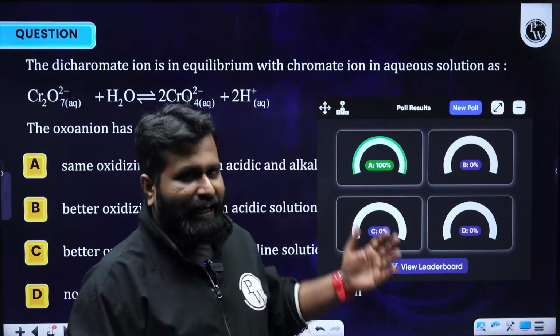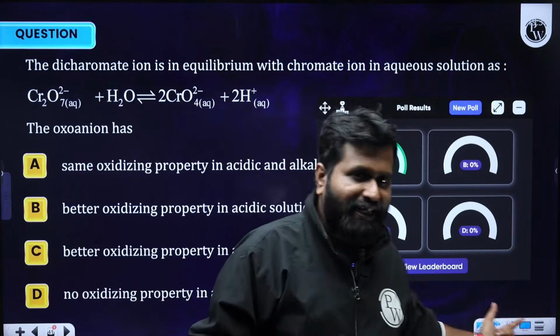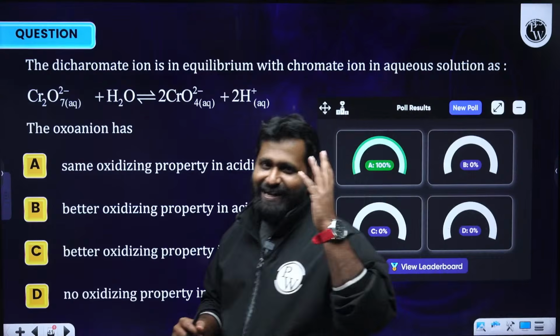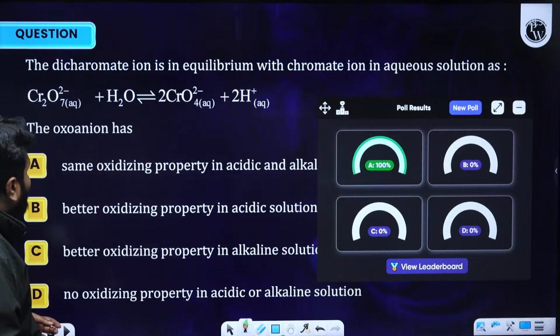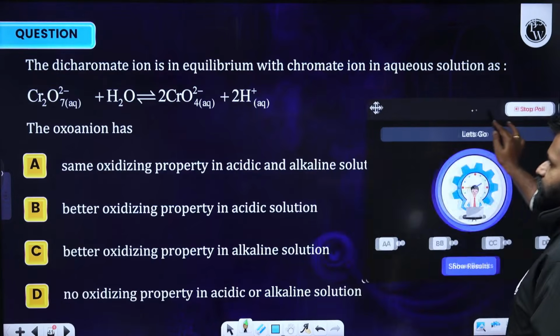Next we started discussing D and F block elements questions. So this will be the last question of D and F block. Next I am moving into P block elements. Let me check how many of you can tell the answer for this particular question.